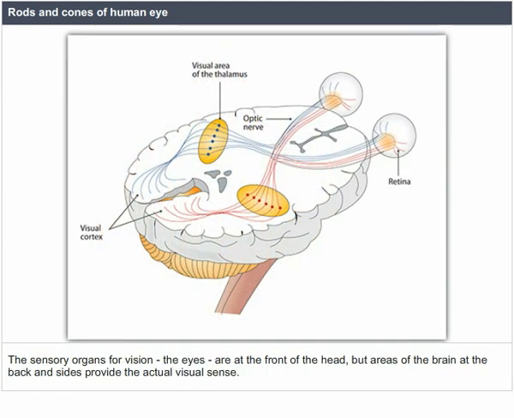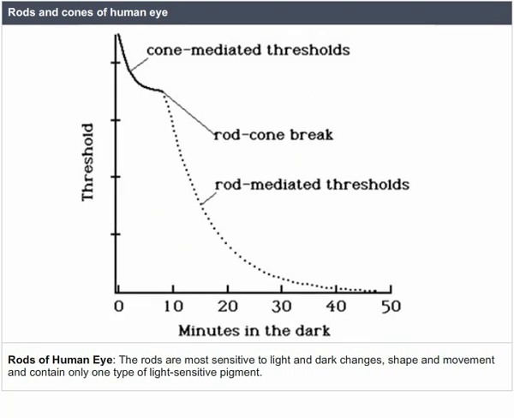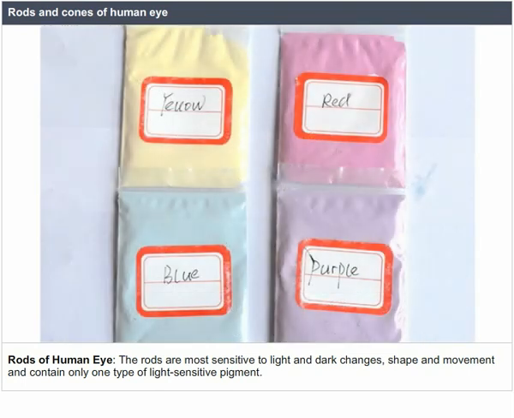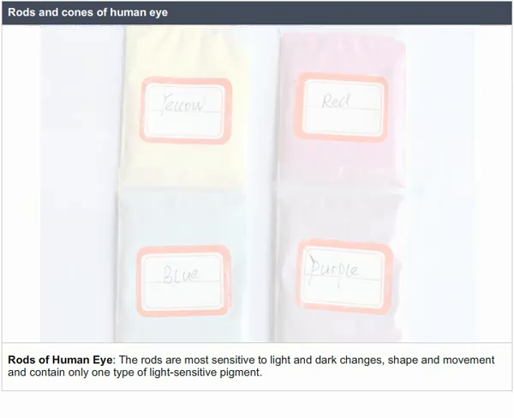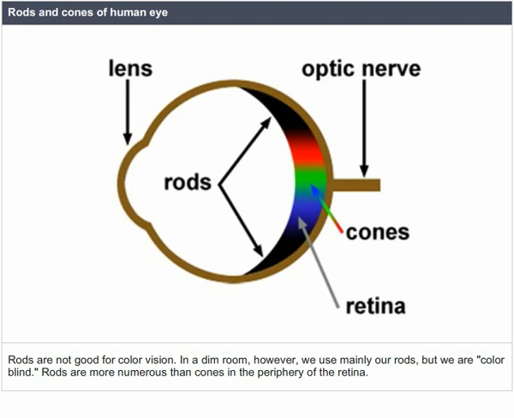The sensory organs for vision. The eyes are at the front of the head, but areas of the brain at the back and sides provide the actual visual sense. Rods of human eye. The rods are most sensitive to light and dark changes, shape and movement, and contain only one type of light-sensitive pigment. Rods are not good for color vision. In a dim room, however, we use mainly our rods, but we are colorblind. Rods are more numerous than cones in the periphery of the retina.